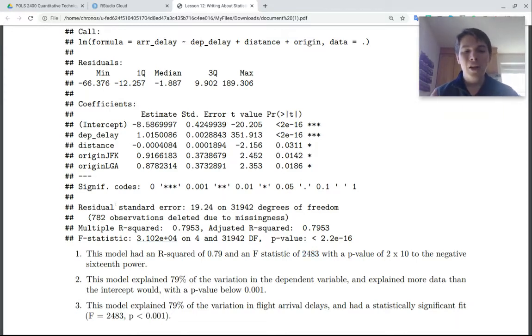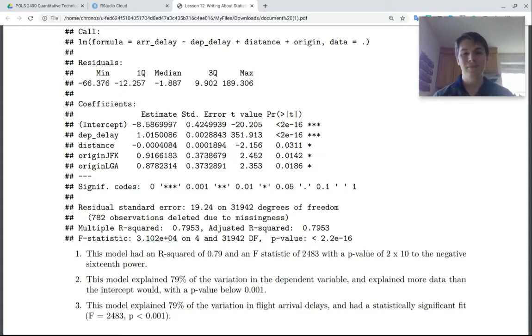So here are 3 ways we could describe this table. This model had an R squared of 0.79 and an F statistic of, let's do the fixed one, 3,102, with a p-value of 2 times 10 to the negative 16th power. Not very good. Alternatively, this model explained 79% of the variation in the dependent variable and explained more data than the intercept would, with a p-value below 0.001.